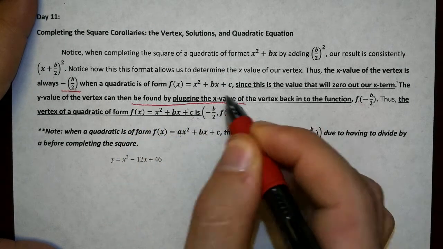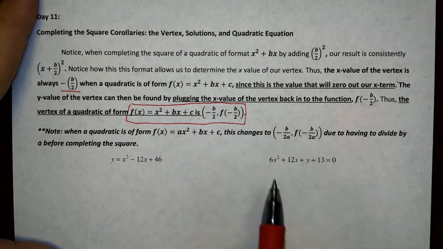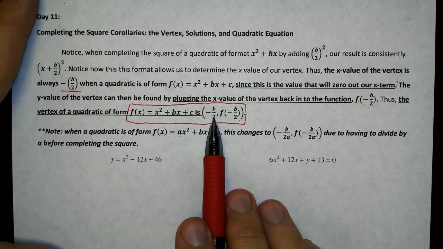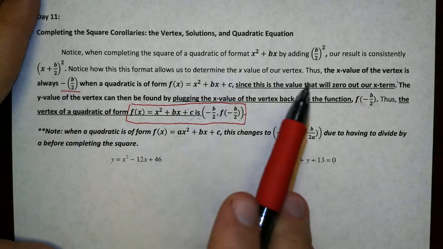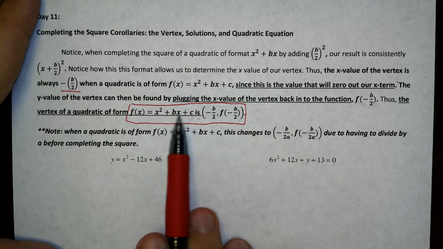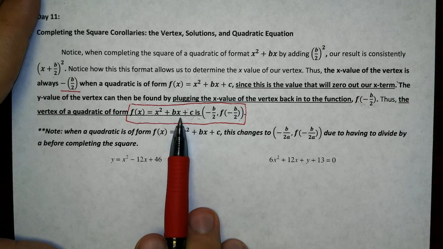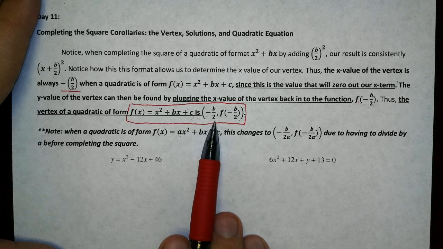So here's the secret sauce, right? Here's the corollary. We go ahead and realize that this is always going to give us our vertex, and it allows us to realize it without completing the square. We realize that no matter what, when we do this, it will always get us to this point. So we can then just look at this, find out what our vertex is, and move on. Save ourselves a bit of time.